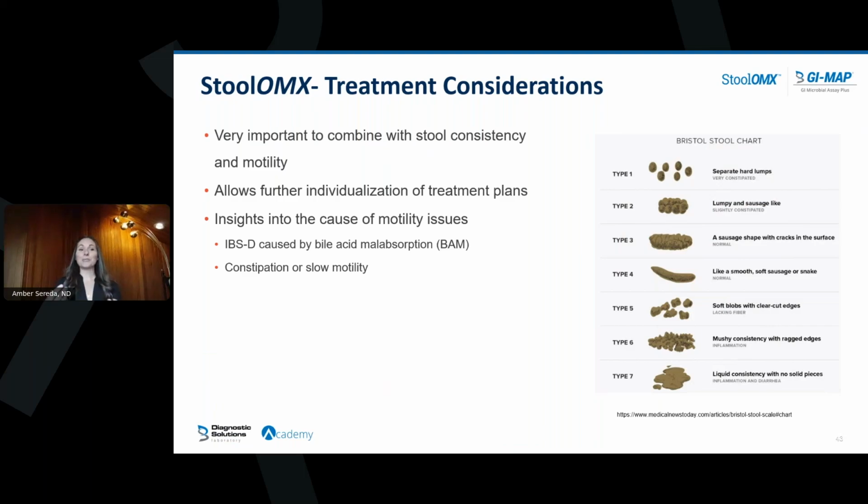And again, to reiterate those insights into those motility issues. So again, that IBS-D that is potentially caused by bile acid malabsorption, or our slow motility constipation side of things. And again, really can be helpful in these inflammation or chronic gut lining dysfunction cases. So hopefully you can see how multi-layered this is and how much information we can get from this.